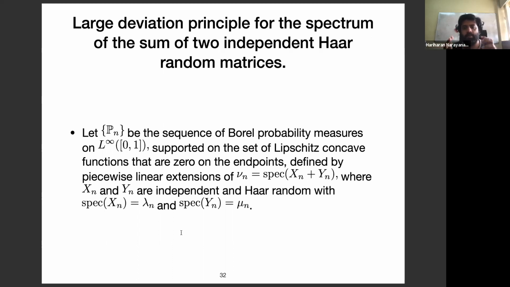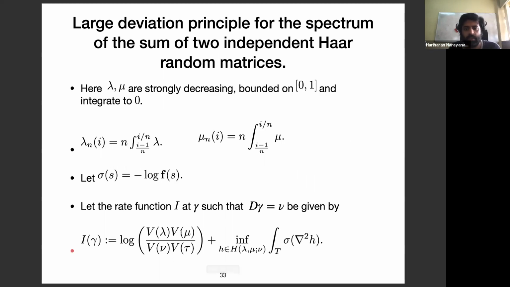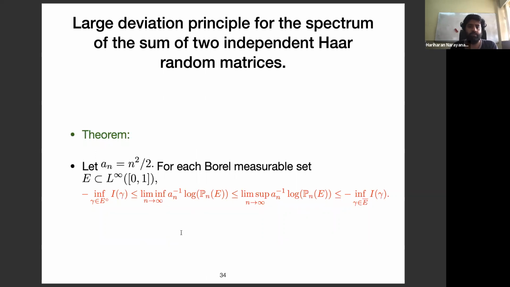So for this family of measures, we are interested in the asymptotics of Pn applied to any E, and this is given by the large deviation principle. This was the same notation that I've shown you before. We have the rate function applied to gamma, for gamma belonging to the interior of E, negative of that, and for gamma belonging to the closure of E, negative of that infimum over I of gamma.